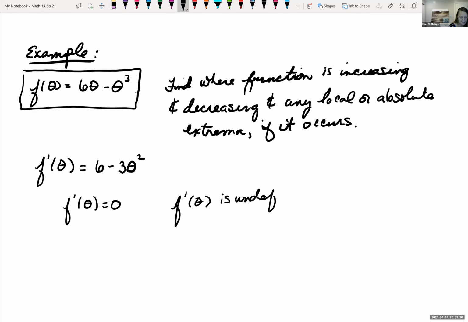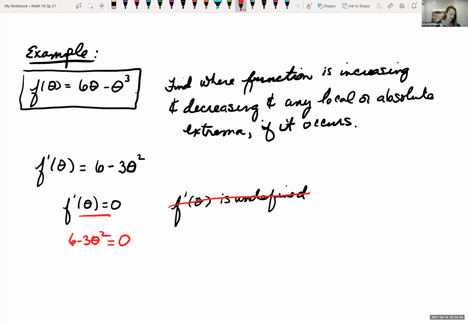Well, this is defined everywhere. If you look at the derivative, it's a polynomial, so there's no places where it's not defined. We're okay with this; we don't have to worry about it. But now let's look at when it's equal to 0. So we're looking at when 6 minus 3 theta squared equals 0.